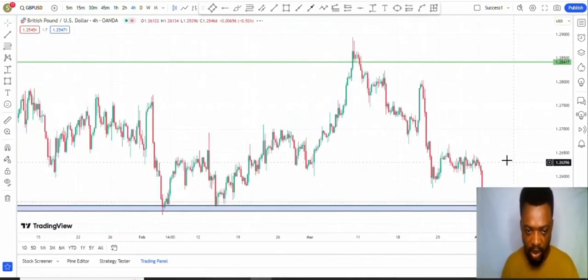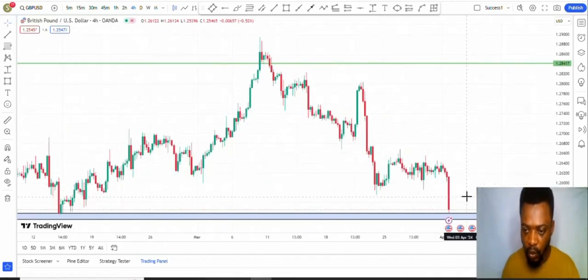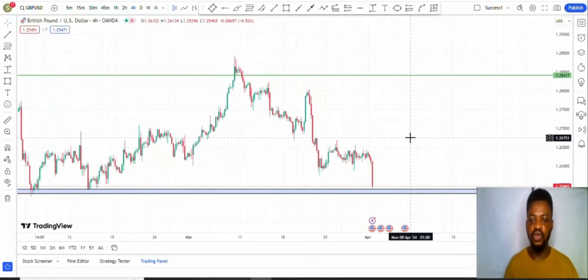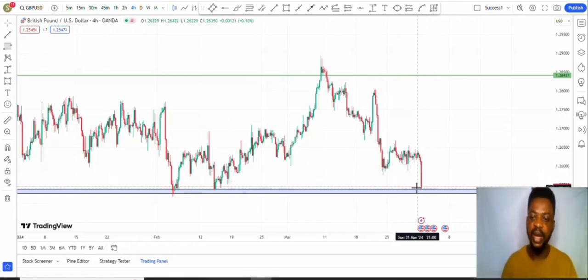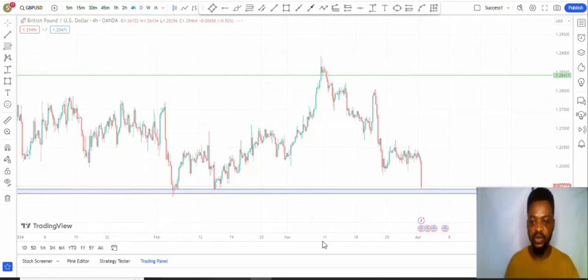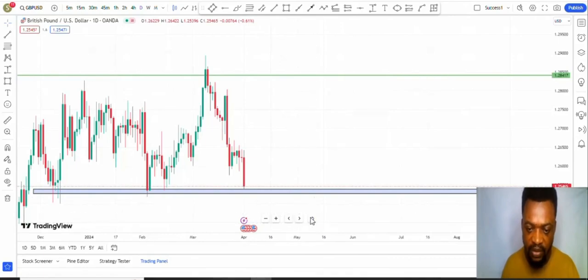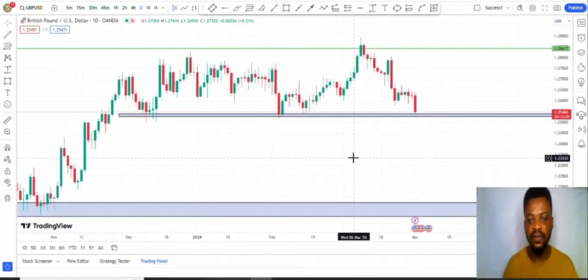Is price going to bounce from here, or are we going to see price reversing to the upside? That is what you want to watch out for. You don't want to be in a hurry to sell right now, because it might catch you off guard, since you're in an important zone. Once price is resting on key levels like this, you want to be careful. You want to wait to see what is next before you commit.